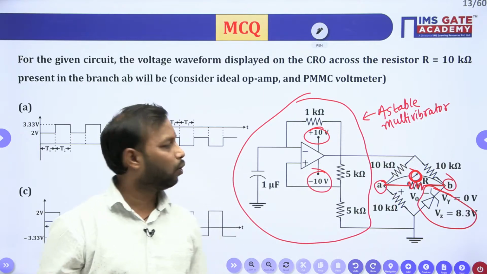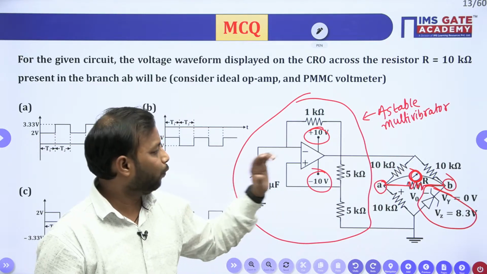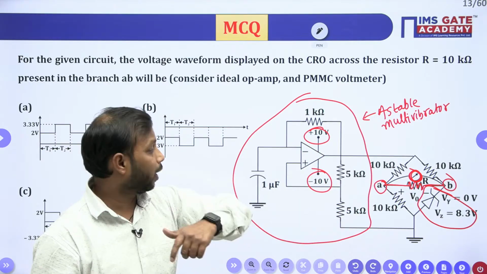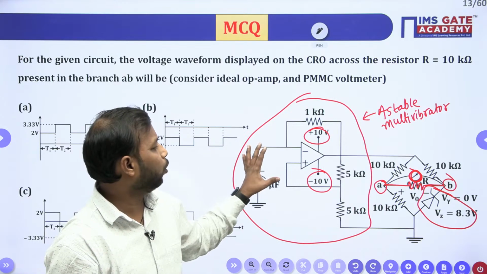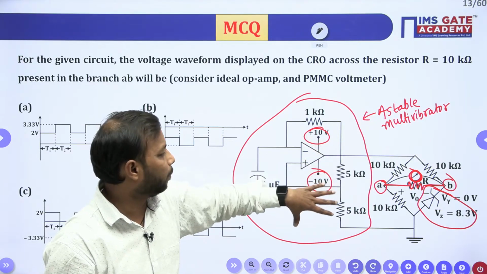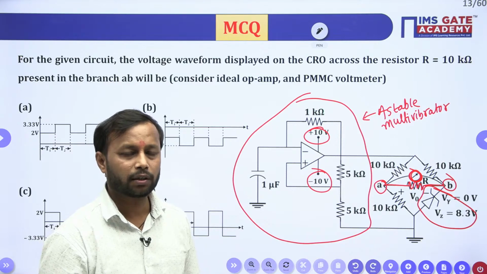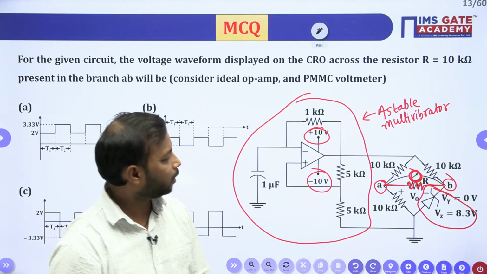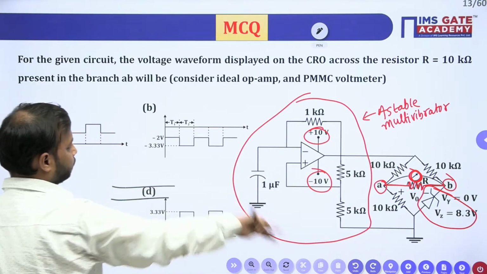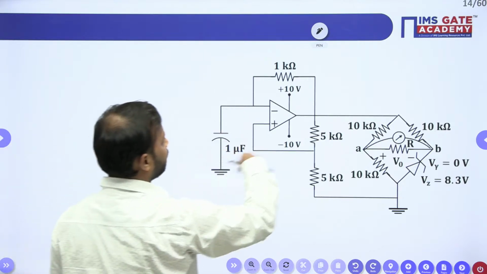No, we are not directly given the supply voltage here. If you look into the figure very carefully, whatever output we are getting from the op-amp will act as an input to this bridge. Am I clear? All right. So let me take this unstable multivibrator first.